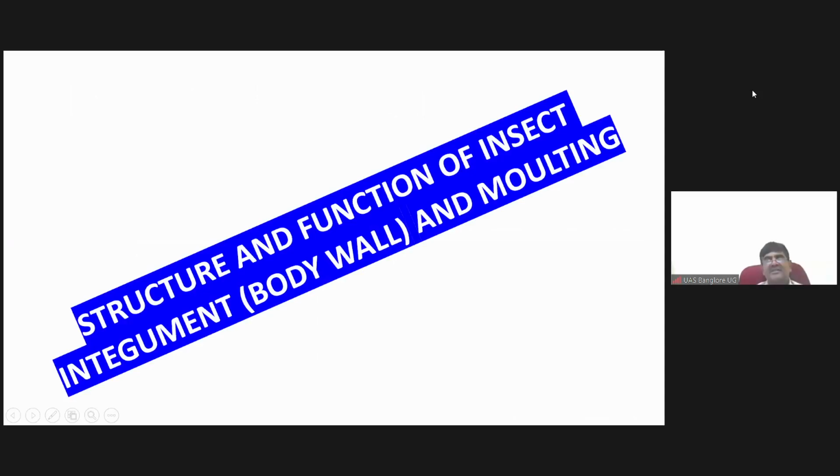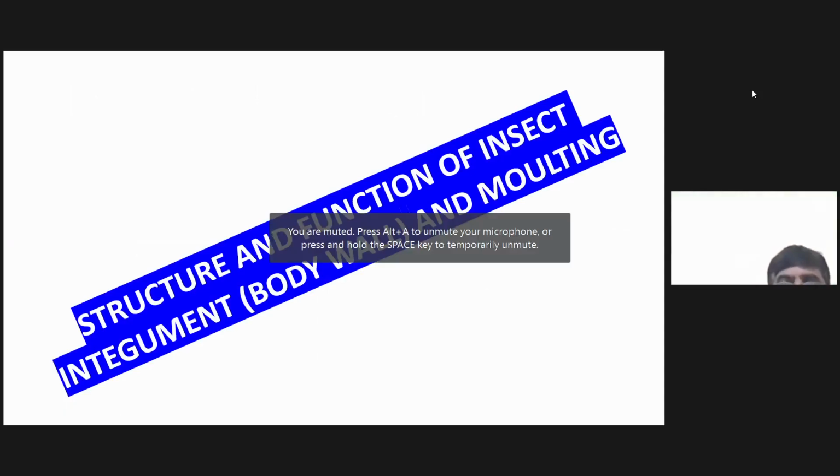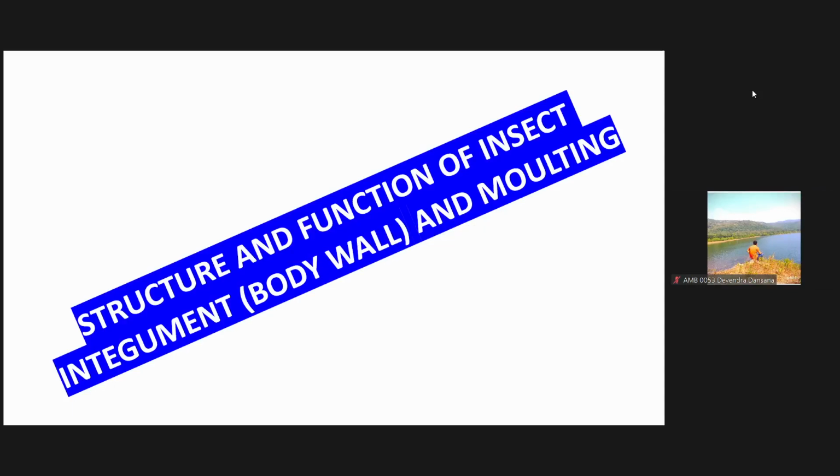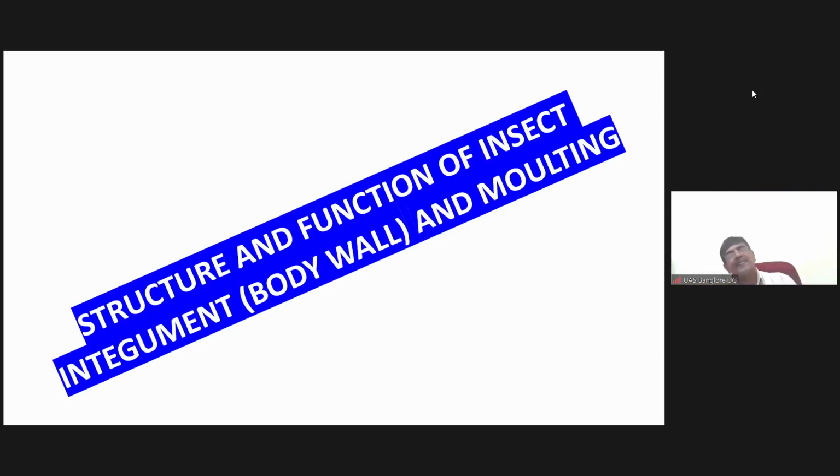And function of insect integument. In case of insects, if they have to grow, each and every time they have to shed the old skin and form the new skin. So this is what is called molting. So first we'll study the structure and function of insect integument.